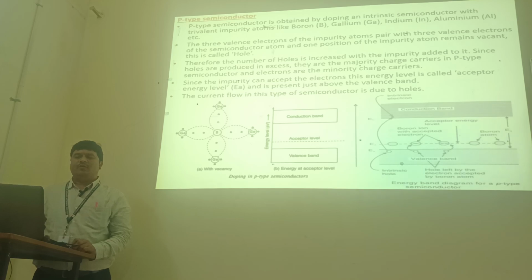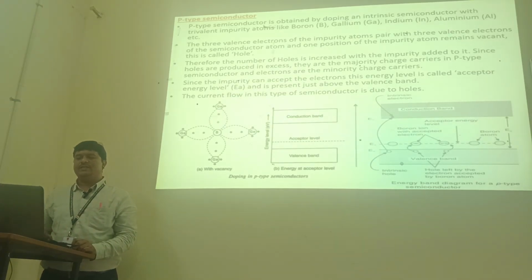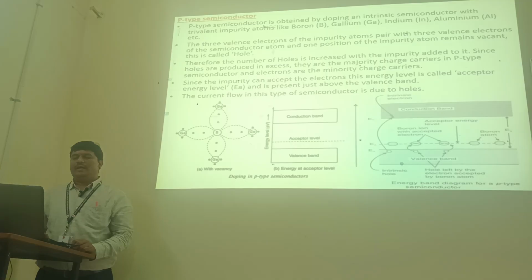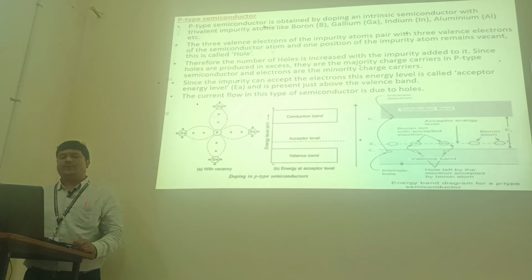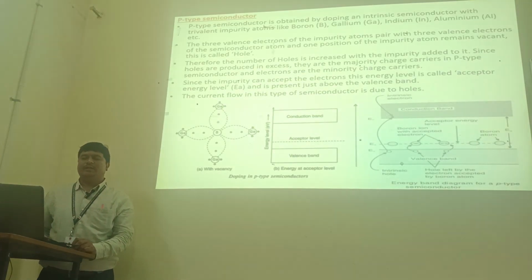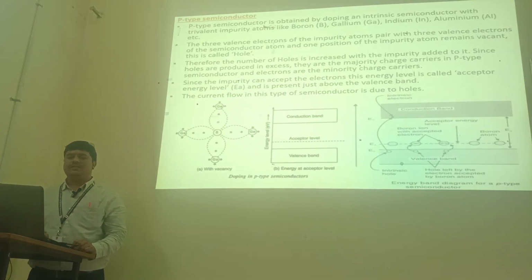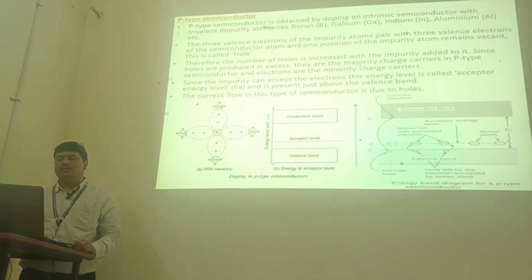Since holes are produced in excess, they are the majority charge carriers in P-type semiconductor material, and electrons are the minority charge carriers. Since the impurity can accept electrons, this energy level is called the acceptor energy level, and it is present just above the valence band. The current in this type of semiconductor is due to holes.